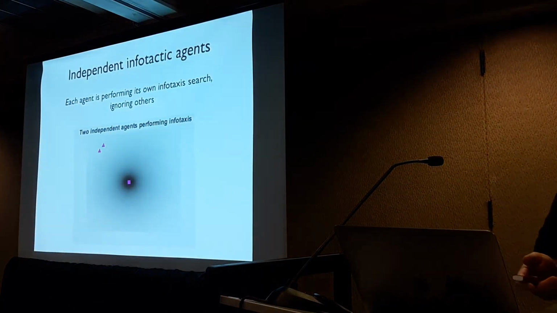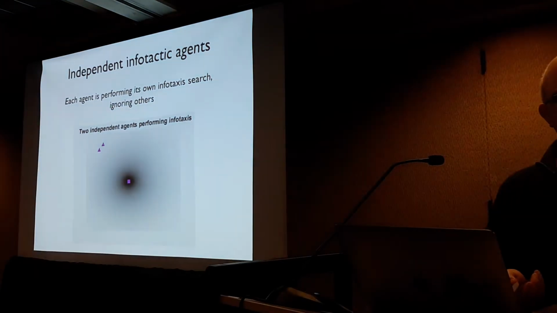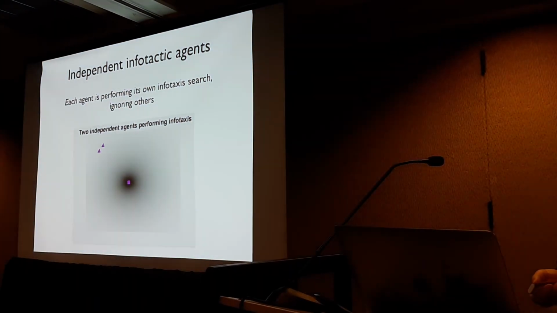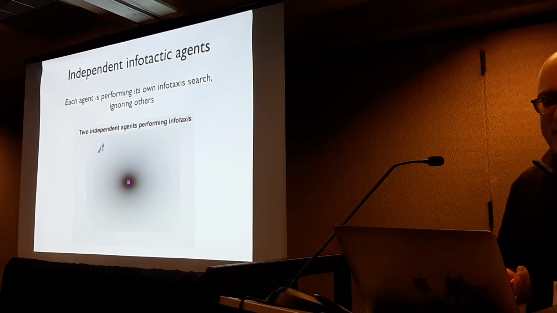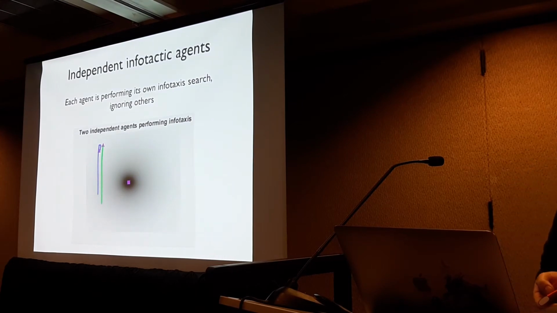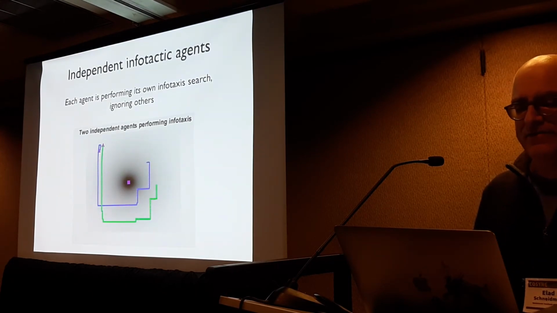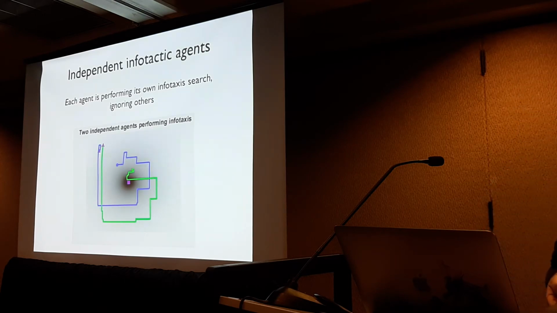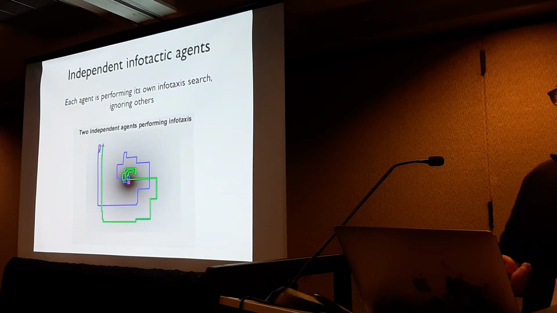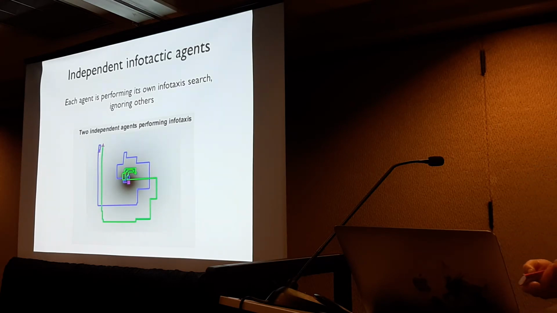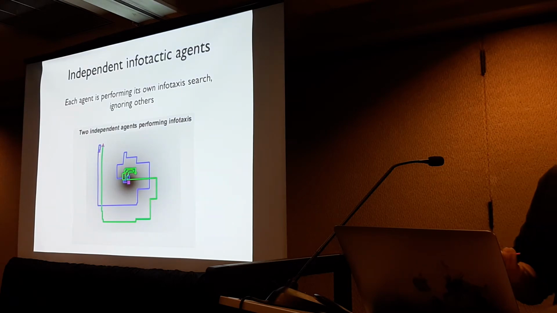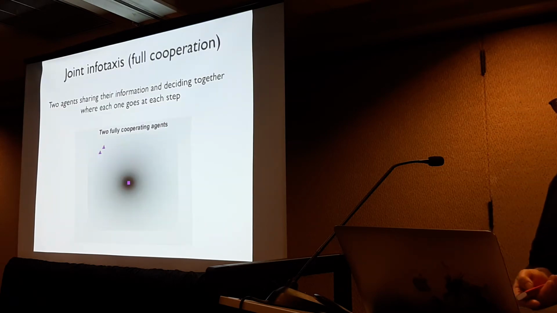The not so interesting case is, well, what if there are just two of these agents running around, and they're both doing infotaxis? They don't care about each other, they ignore one another, and they both do this spiral little thing, and then they'll find the food eventually. And if you ask how fast will they find it, well, now there are two, so on average they'll find it a little bit faster. But basically you'll get the same kind of thing, just repeated over and over again.